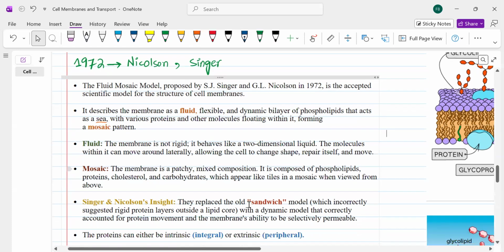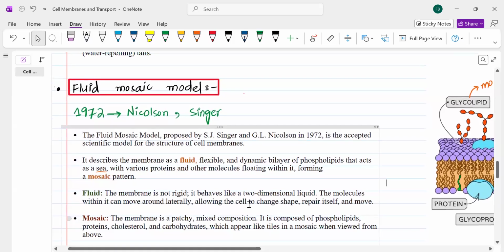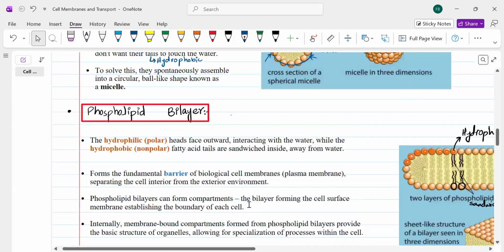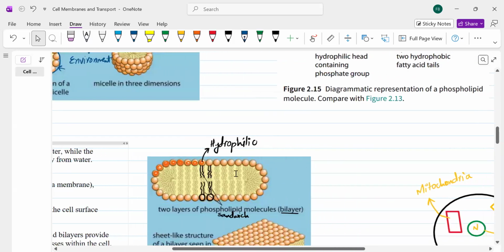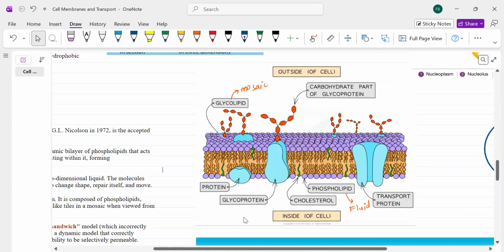And that's for the structure, right? Yes, this is the structure of the fluid mosaic model. This is not the structure of phospholipid. What is the structure of phospholipid? We have discussed earlier what phospholipids are. This is the phospholipid bilayer. Don't confuse. These are two different terminologies.